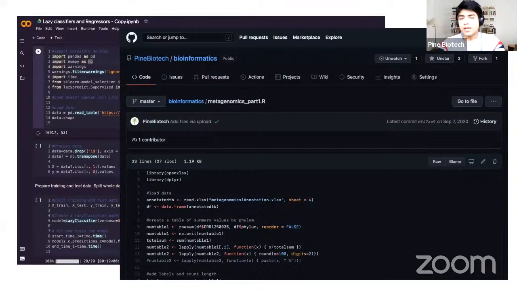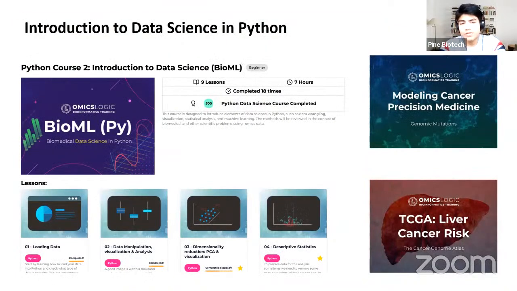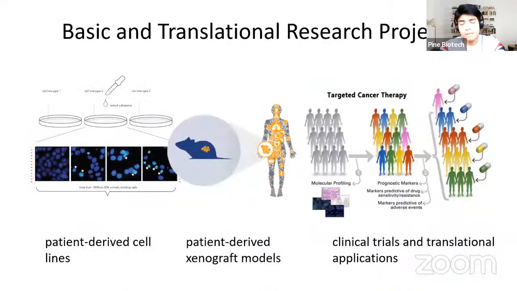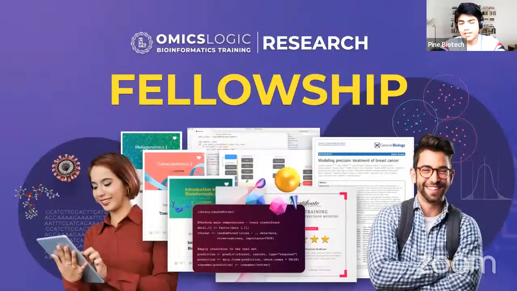So here's again talking about how these OmicsLogic courses not only teach you to understand the logic behind bioinformatics, but also teach you to get expertise with Python and R. These are some of the courses that we already have on our platform, which you can complete at your own pace whenever you want. So Python, R, and finally you can translate your understanding and your knowledge to basic and translational research projects that you can do. So the entire story winds up like this at OmicsLogic.